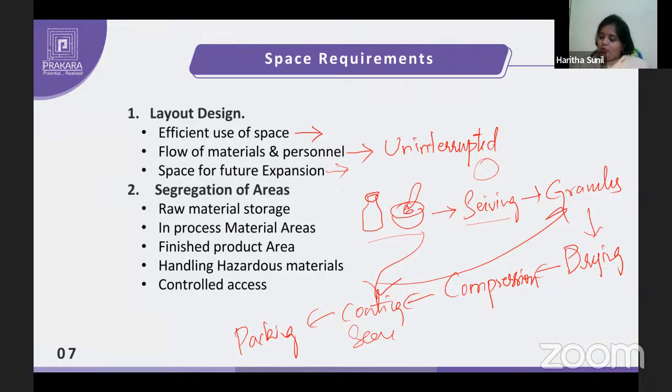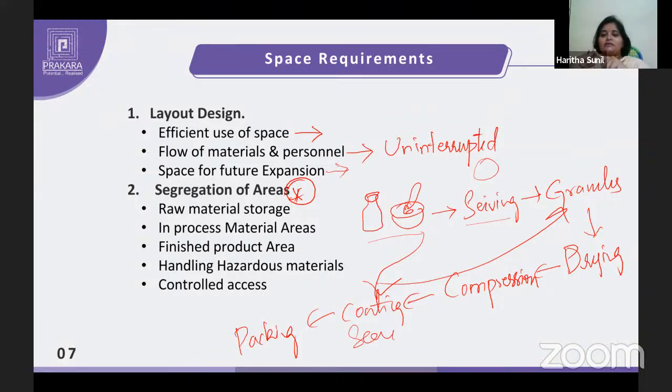And then the second one comes, the segregation of areas. Okay, so the second space requirement is the segregation of areas. We should have the separation of the critical areas, like different areas of the plant should be segregated in order to prevent cross contamination and also to ensure the integrity, right? So that is why we have various segregated areas like raw material storage, where you'll be storing all the raw materials which you have procured from your suppliers.